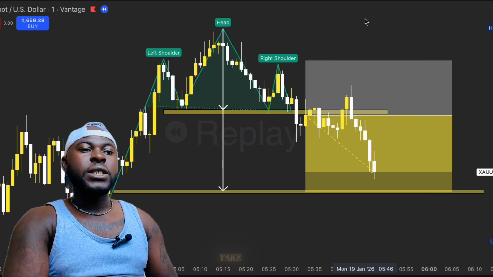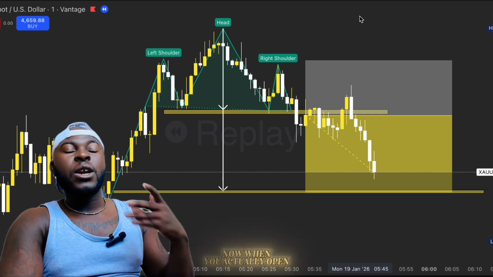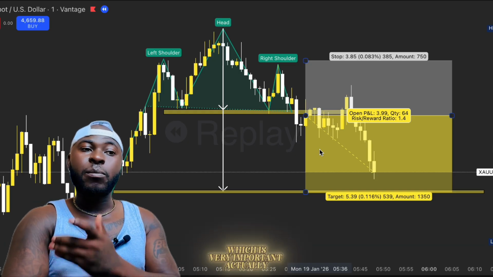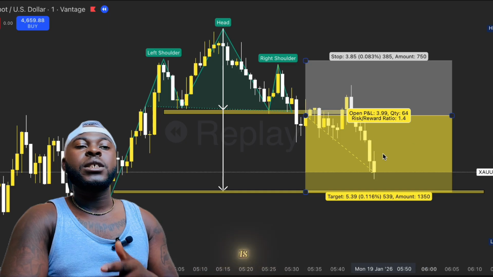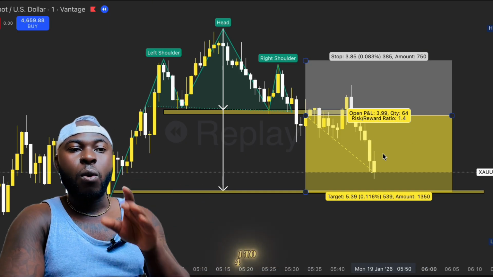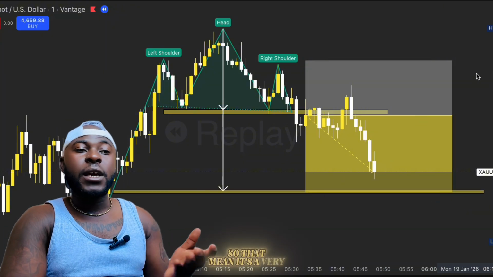You see again, that's your take profit. You understand? That's your take profit. So now, when you actually open this trade, guys, you already see the risk and reward ratio, which is very important to pay attention to. As you can see, the risk and reward ratio is 1 to 1.4, right? So that means it's very, very little.